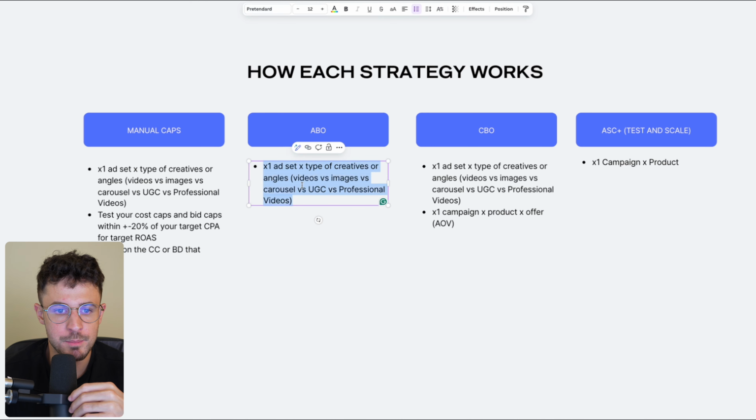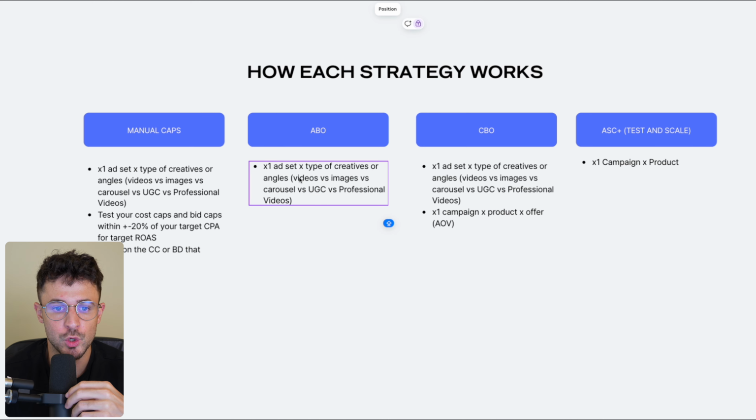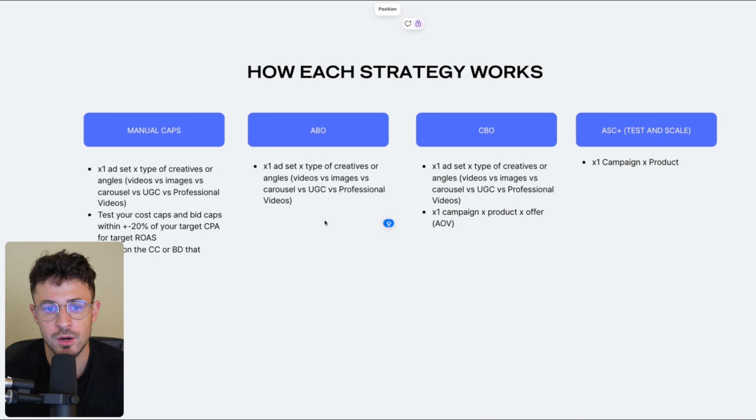Then you have the ABO. ABO is basically just one ad set per type of creative or angle. The good thing here is that, again, you can choose where to put the budget, and ideally what you want to do is split between videos, images, carousel, UGCs, professional videos, just to avoid that Meta spends more budget on content that is more engaging compared to content like images. You usually don't get much engagement, but they target a lower bottom funnel user stage, and so you get usually a higher return on ad spend on average.